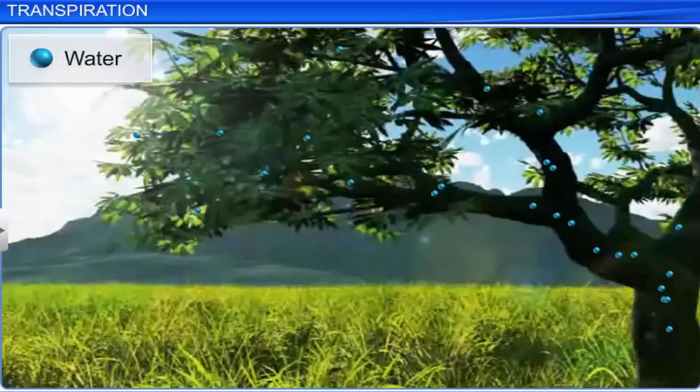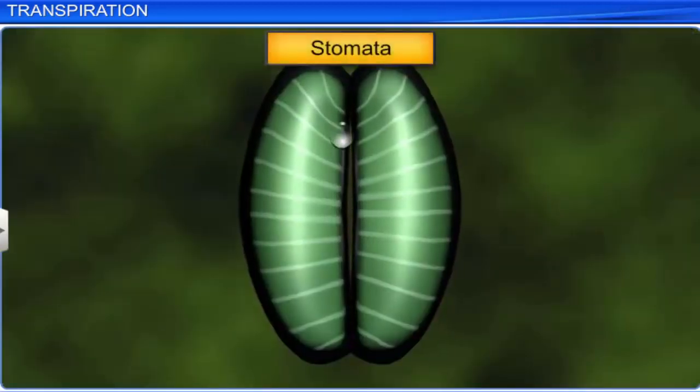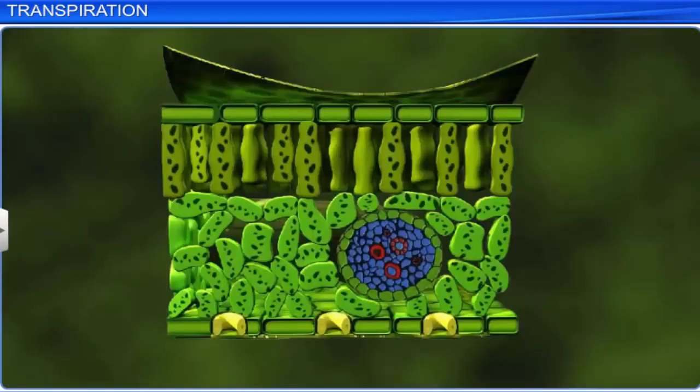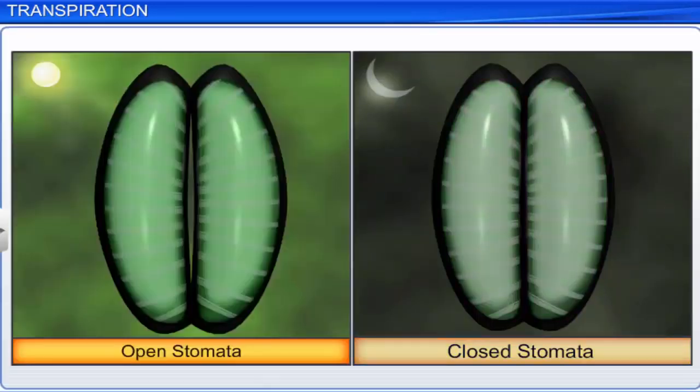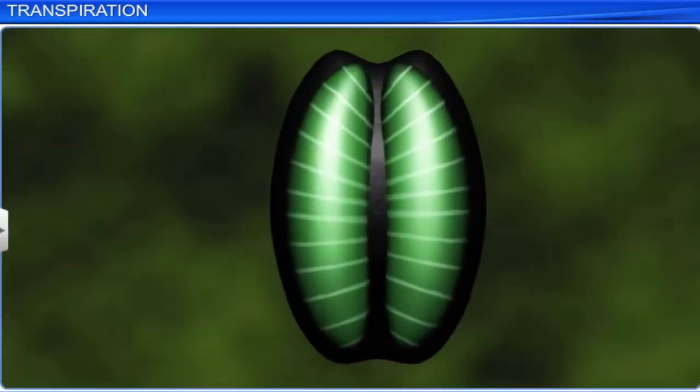Transpiration is the loss of water due to evaporation that occurs through pores in leaves called stomata. Stomata are not only the site of water loss for transpiration, they also help in the exchange of oxygen and carbon dioxide in the leaf. They remain open during the day when transpiration takes place and close at night. Their opening and closing is directly impacted by the turgidity of guard cells present near the stomatal aperture.